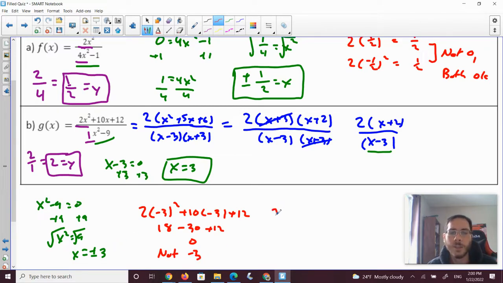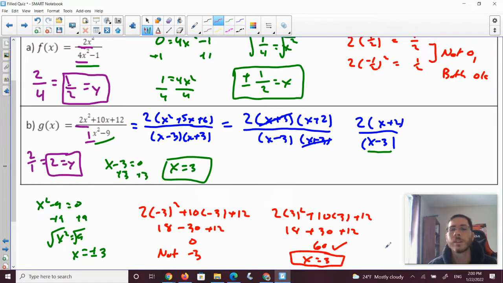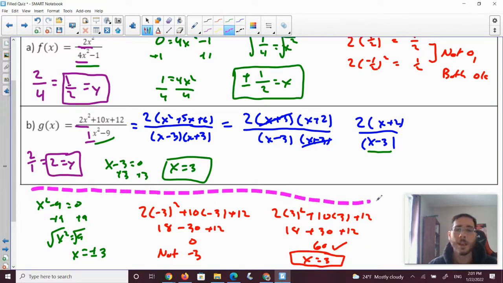Then I have to check 3 because I do have to make sure it works. So 2 times 3 squared plus 10 times 3 plus 12. So I get 18 plus 30 plus 12, which is going to be 60. So we're safe. So x equals 3 is the answer that way. So again, you've got two options. I think it's a lot easier to do the factoring one because then I don't need to do the check. I don't need to plug anything back into the equation. But if you want to do it that way, you can.